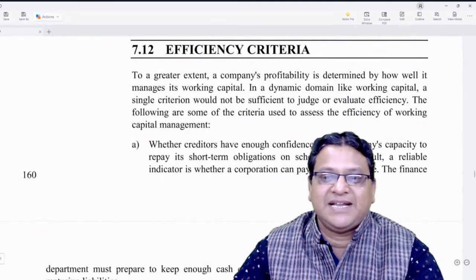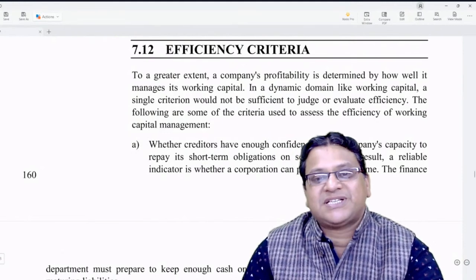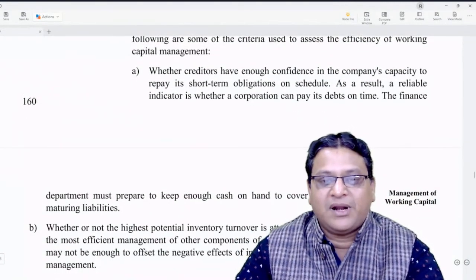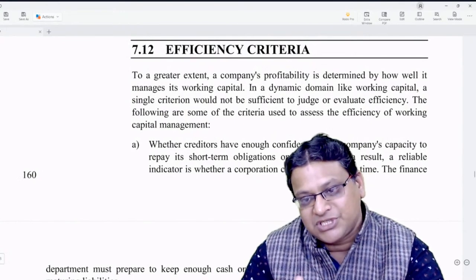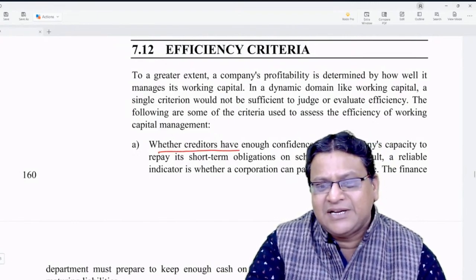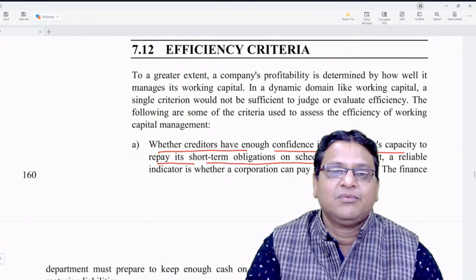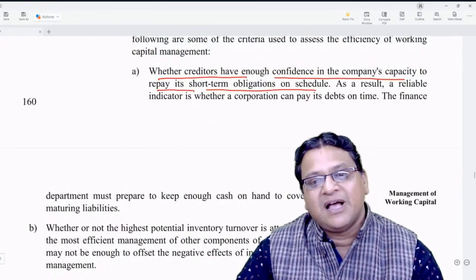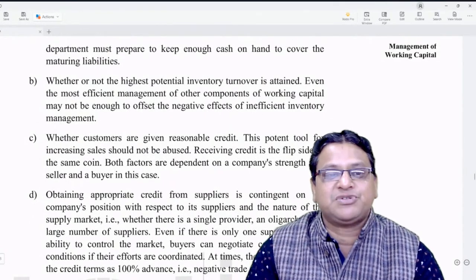Next, efficiency criteria. To judge whether we are managing working capital properly or not, there are certain efficiency criteria. We will discuss those efficiency criteria one after another. What are the efficiency criteria? Efficiency in working capital management is judged by taking several factors into consideration. What are the factors? First, we will judge whether the creditors have enough confidence in the company's capacity to repay its short-term obligations on schedule. If creditors have confidence, our working capital management is good. If creditors do not have confidence in us, then our working capital management is poor.